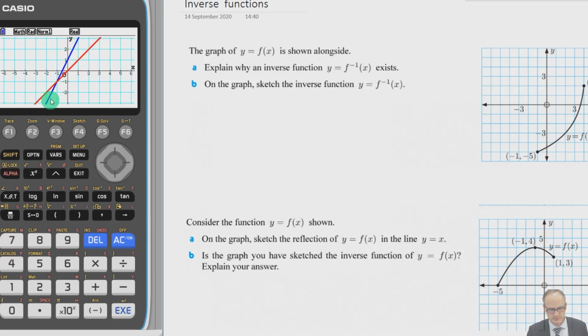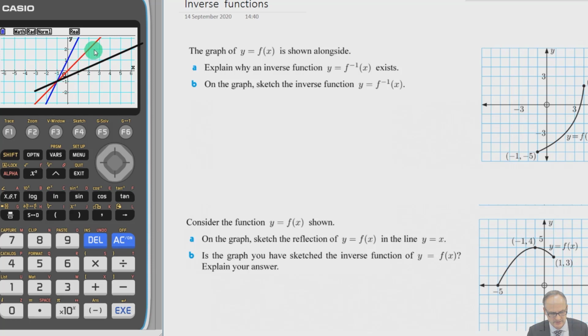So the blue line was our original function. Now if we want to draw our inverse function, what we need to do is reflect the blue line in the y equals x line, which is the red line. So I'm going to take this point here, which is minus 2, 3, and it's going to become minus 3, 2. So it's going to draw from there. Now what you'll notice is they all cross at the same point. So our new line becomes here.